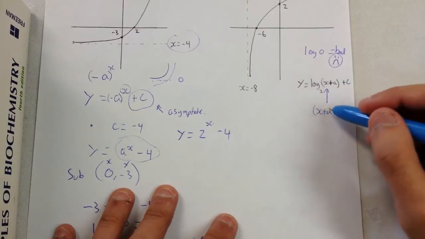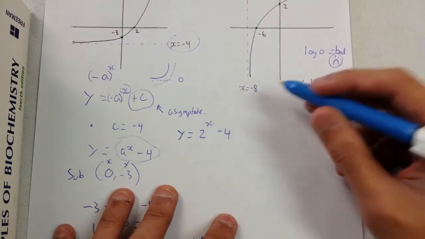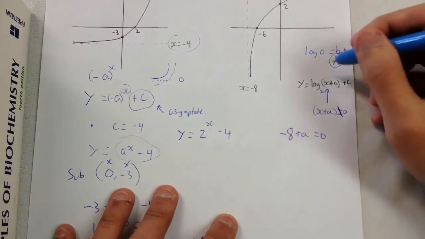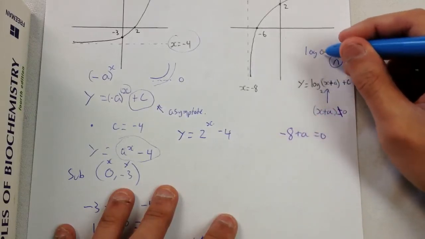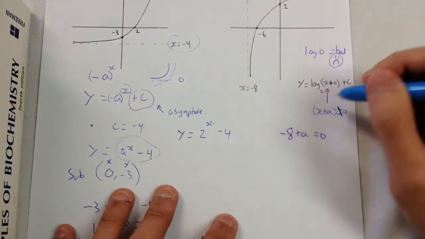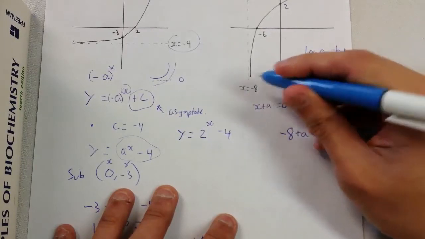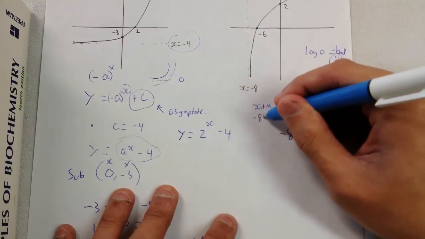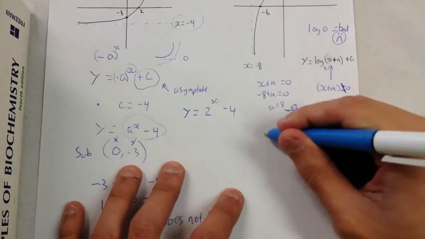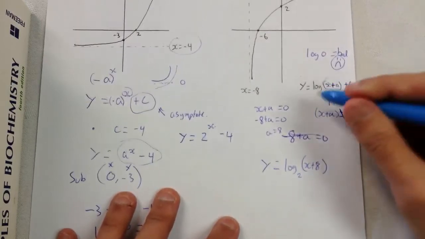So, we can't have x plus a equals 0. But we know when x equals -8, it's an asymptote. So we can sub that in. -8 plus a must equal 0. This entire thing must equal 0 for an asymptote. For an asymptote, x plus a must equal 0. Now I know the asymptote occurs when x is -8, so we just sub that point in. And therefore a equals 8. So y equals log 2 of x plus 8. Okay, so that's the first part.